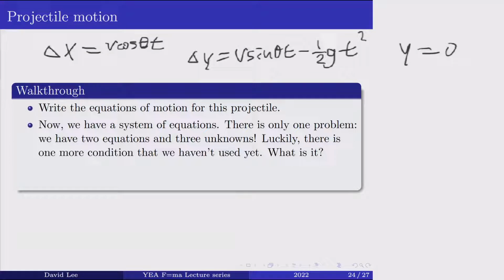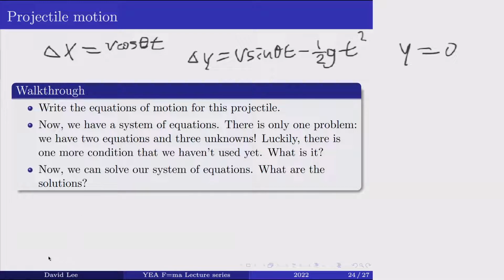So now we have to solve this. I'll give you a few more minutes to solve this equation and tell me the solution.